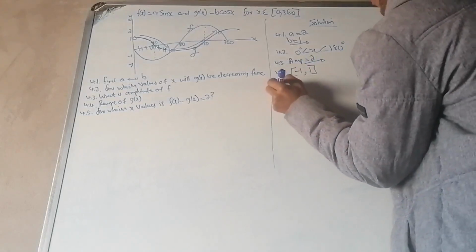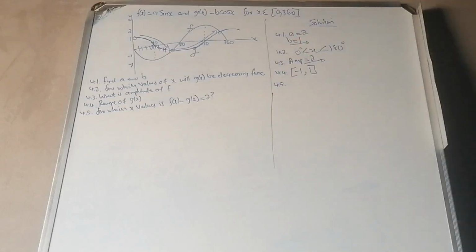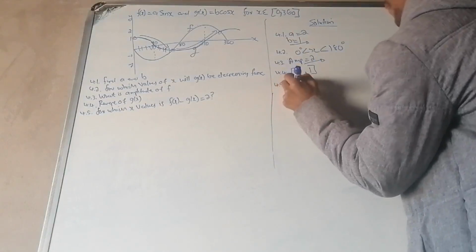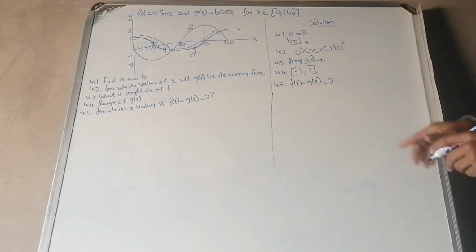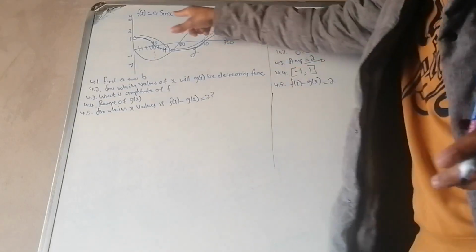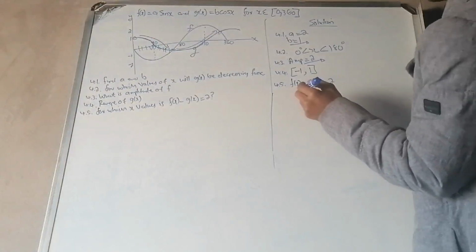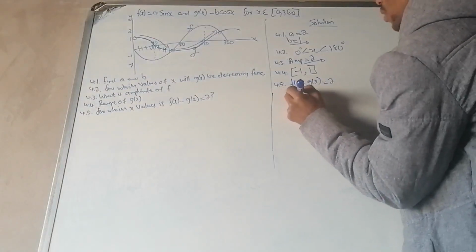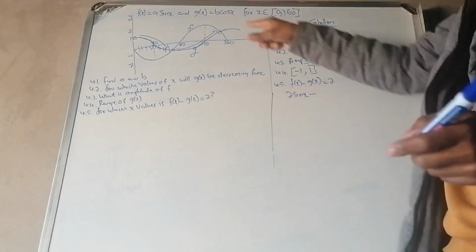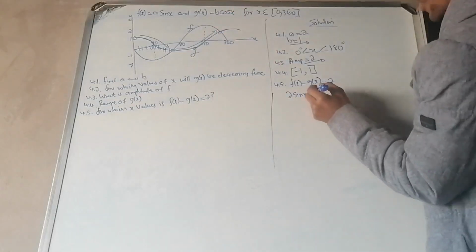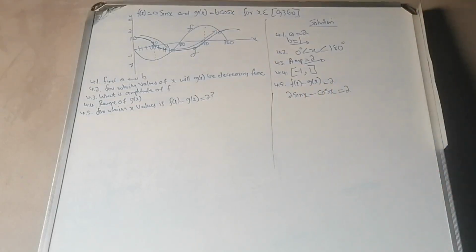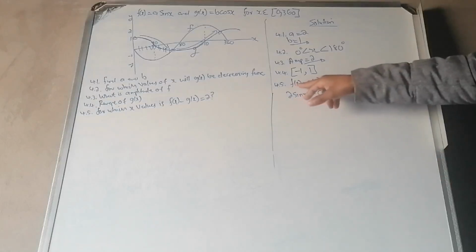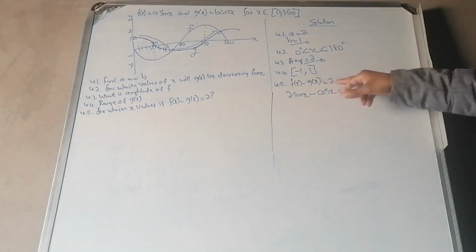The last one before we can go to anything. For which values of x will f at x minus g at x be equal to 2? So I can take my f at x equaling 2 sin x. I can minus my g at x equaling cos x, and then the value is 2.